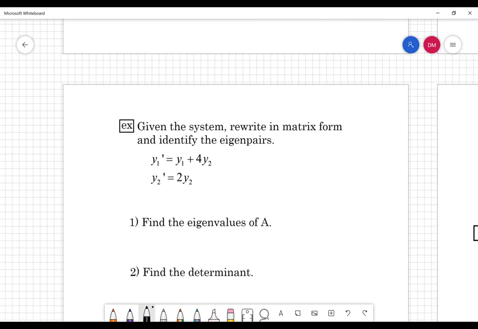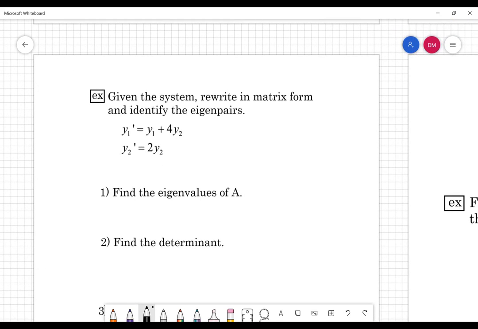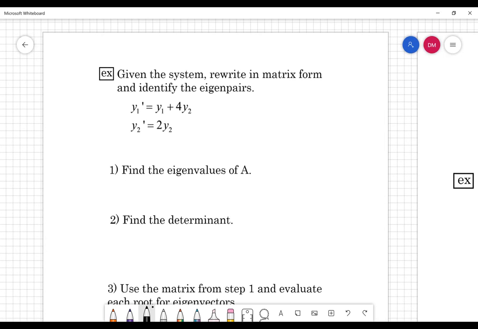Down to here. Here's our system of differential equations. We want to practice what we learned last week, which is to rewrite in matrix form, and then we will apply our new learning here and identify some eigenpairs. So I'd encourage you to go ahead and pause this video and rewrite in matrix form.